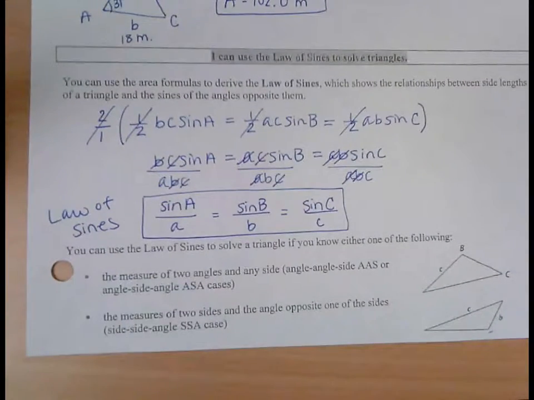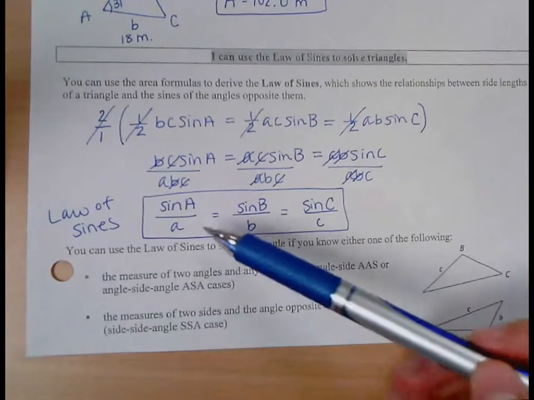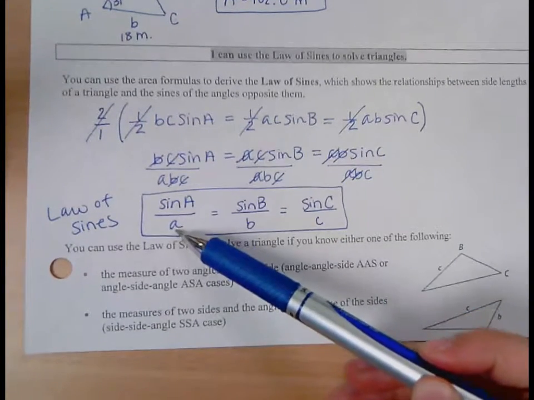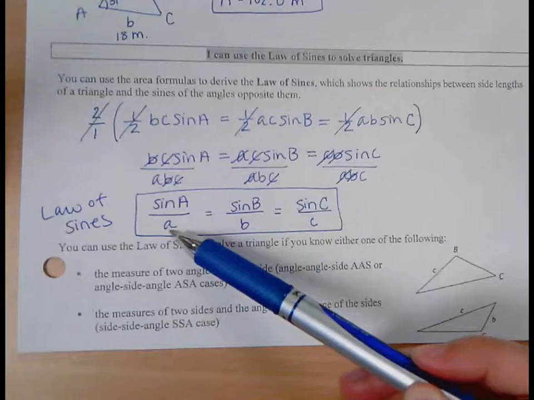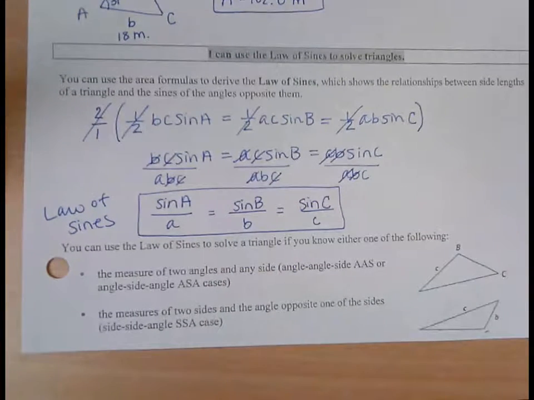Okay, so it just shows that the ratio of the sine of an angle over the side opposite the angle, all of those ratios in a triangle are equal to one another. And this can be used to help us solve triangles.